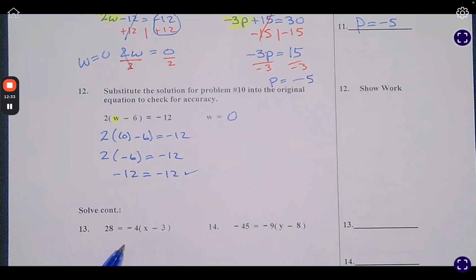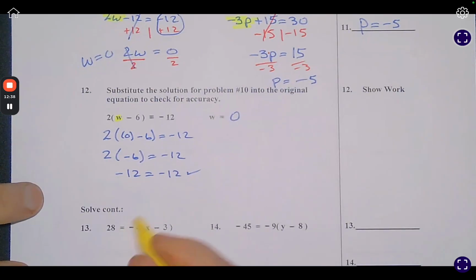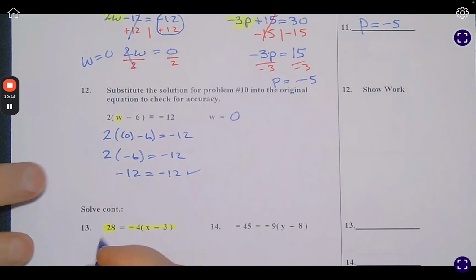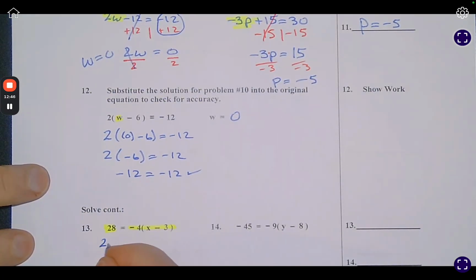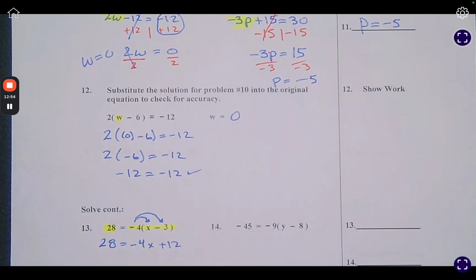Oh, look at what they did here. They put the distribution on the right-hand side, but that's okay. We do the same thing. You always look at the right, look at the left, and simplify. Nothing changes. So that stays 28. -4 times 1x is -4x. -4 times -3 is +12.